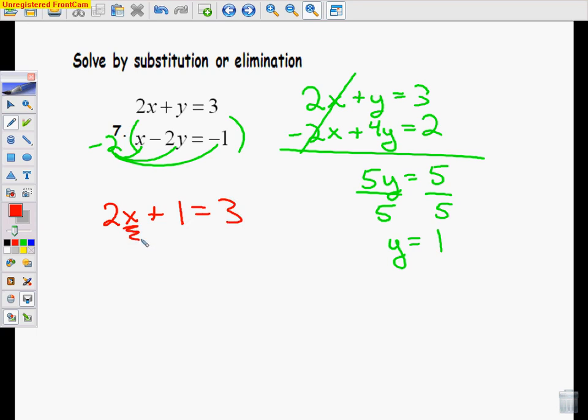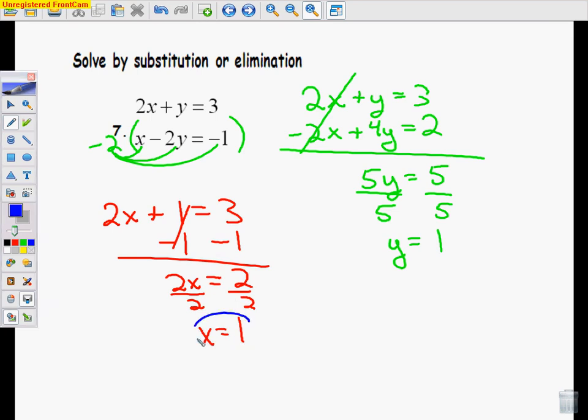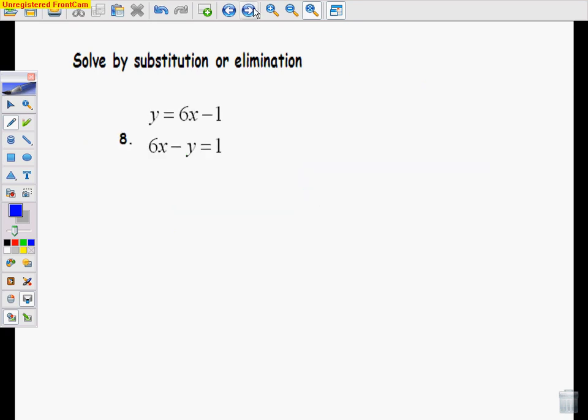Now let's solve for x. Get x by itself by subtracting 1 from both sides. You get 2x equals 2. Then once again, we get x by itself by dividing 2 on both sides, and we know x is now 1. So we have that x is 1, y is 1. So the solution is 1, 1. All right, remember, ordered pairs go x first, y next.